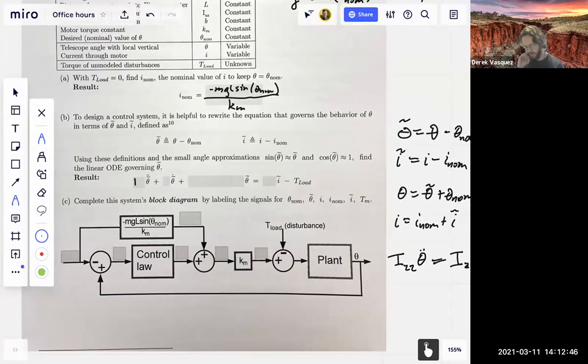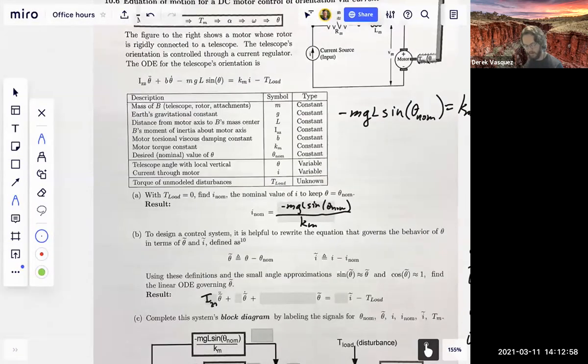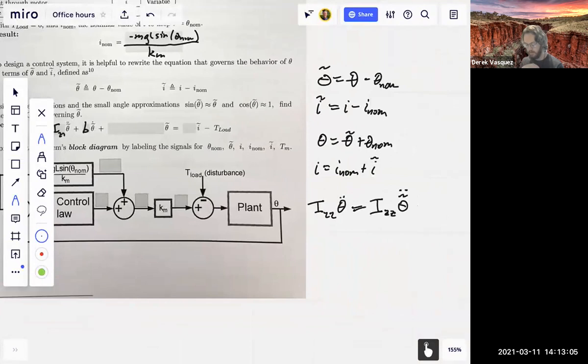Same thing. So that right there is just IZZ theta tilde double dot. Following the same process for the next term, we're going to get that the coefficient here is just b theta tilde dot because we make that substitution. Take the derivative, theta nominal dot is 0. So theta dot is equal to theta tilde dot.